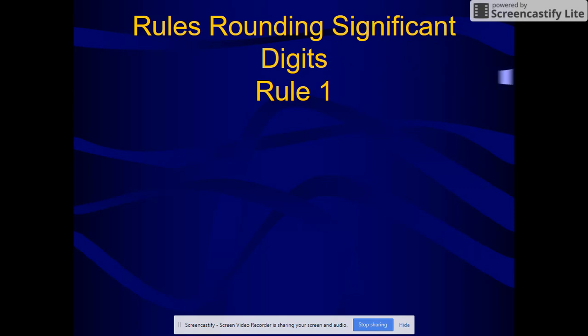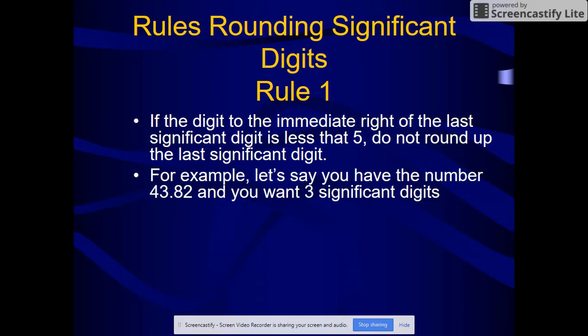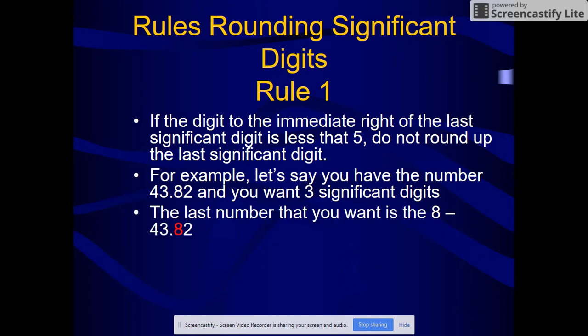When you're rounding these numbers, the rules are pretty similar to what you would do in normal rounding. So listen to this. If the digit to the immediate right of the last significant digit is less than 5, do not round up. You normally do that anyway. For example, let's say you have 3 digits, so you've got 43.82 and you want 3. So 1, 2, 3 is your significant. That 2 is not strong enough to change the 8, so it dies and that's it. And you're left with the 43.8.